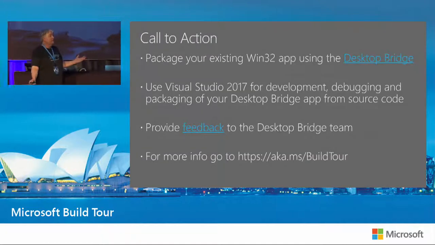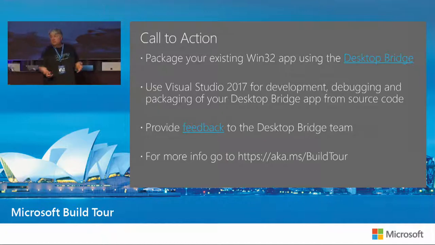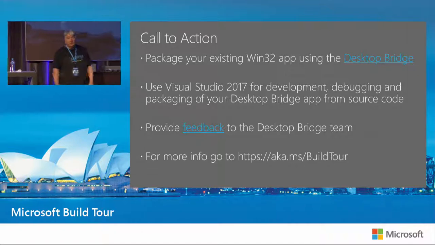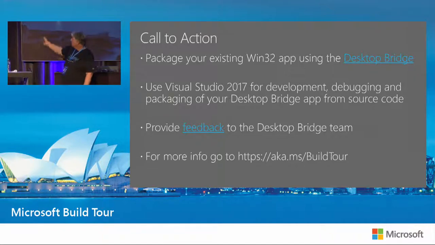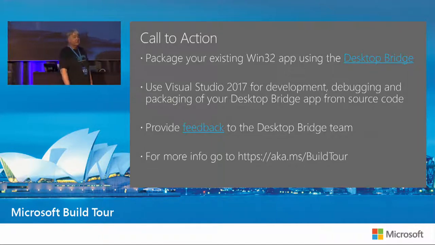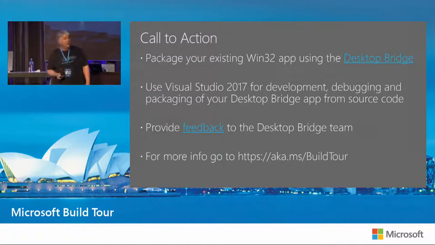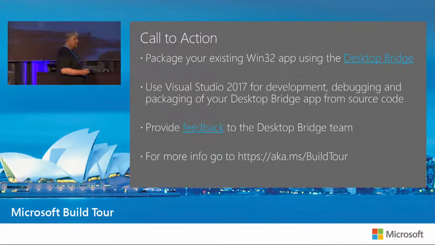So what's my call to action? These tools are really simple to use, so give it a try. If you have an existing app and you want to see what it's like to become a UWP app, run the Desktop App Converter. If that works for you and you want to continue down the path, get your source code into Visual Studio 2017 and start debugging and building it and adding UWP features. But most importantly, if you give these tools a try, please give us feedback. If you find something that doesn't work, we want to know so we can help you.